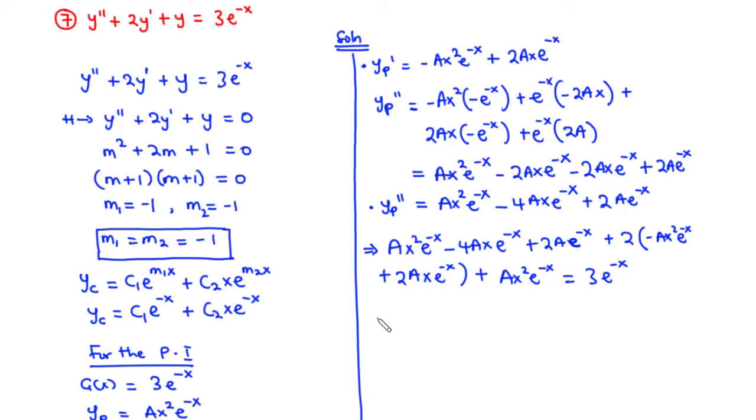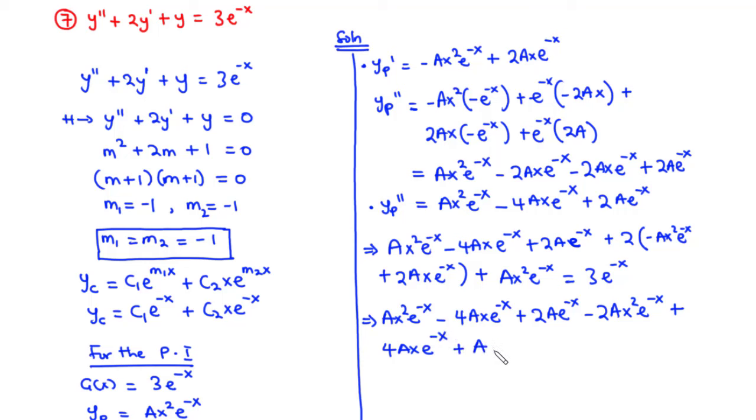So we are going to expand. We are going to have ax squared e to the power negative x minus 4ax e to the power negative x plus 2a e to the power negative x minus 2ax squared e to the power negative x, and then 2 times 2, so plus 4ax e to the power negative x, and then finally plus ax squared e to the power negative x equals 3 e to the power negative x.